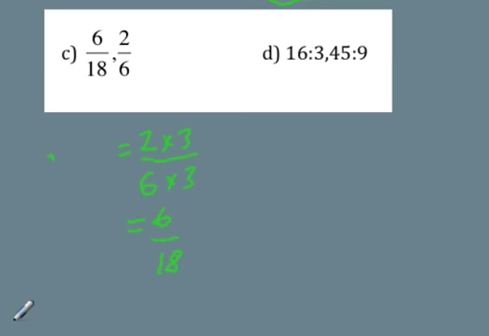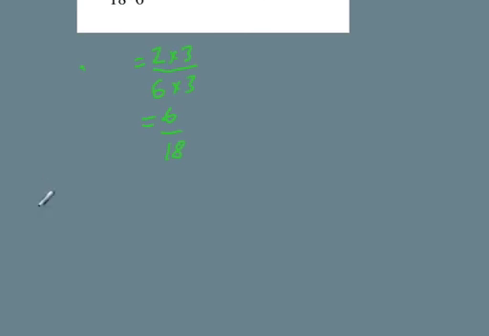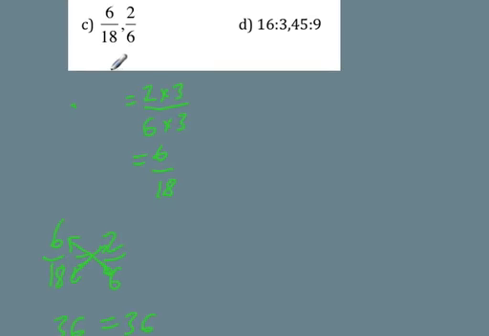And so these ratios or fractions are equivalent. And using the other method, so if we look at 6/18 is equal to 2/6. If we cross multiply, 6 times 6 is 36, and that's equal to then 18 times 2 is also 36, and so these ratios are equivalent.